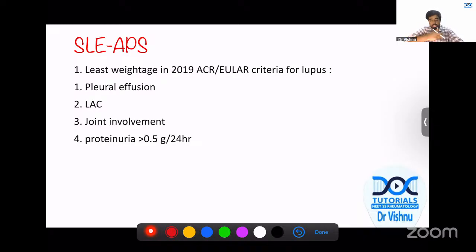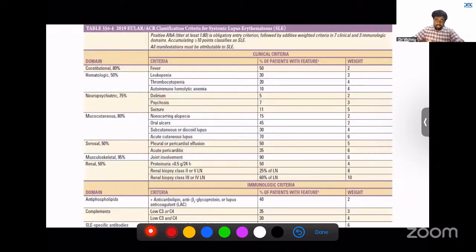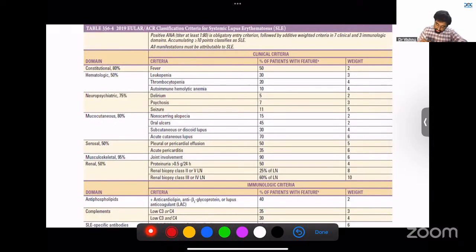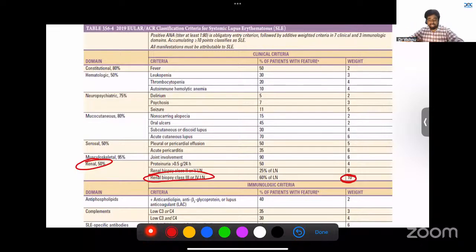So maybe I'm not sure what kind of Q bank they have, but yeah, least weightage is in your 2019 ACR EULAR criteria. Luckily, they have kind of put this into your Harrison. Earlier, it was not there. The new Harrison, this is there. So, as you know, the highest weightage is usually for your nephritis. The renal class 3, class 4 nephritis is usually having the highest weightage of 10.